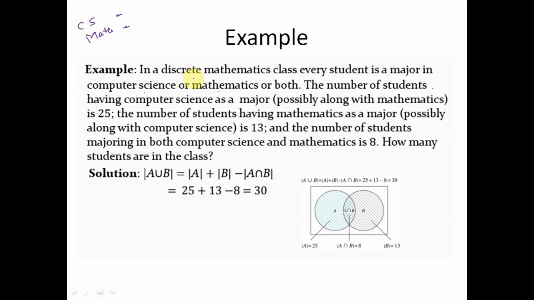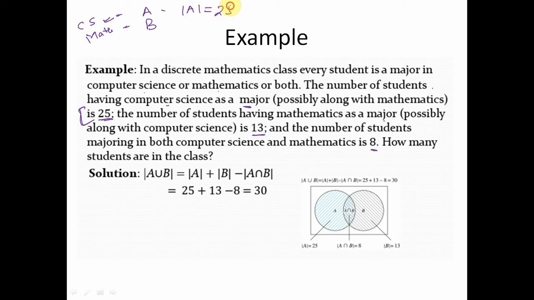The number of students having computer science as a major is 25. The number of students having mathematics as a major is 13. And the number of students majoring in both computer science and mathematics is 8. Right? So let's see. Let us call it A and let us call it B. So the question tells me that A is the set of students having computer science as the major, and the cardinality of A has been given to me as 25.